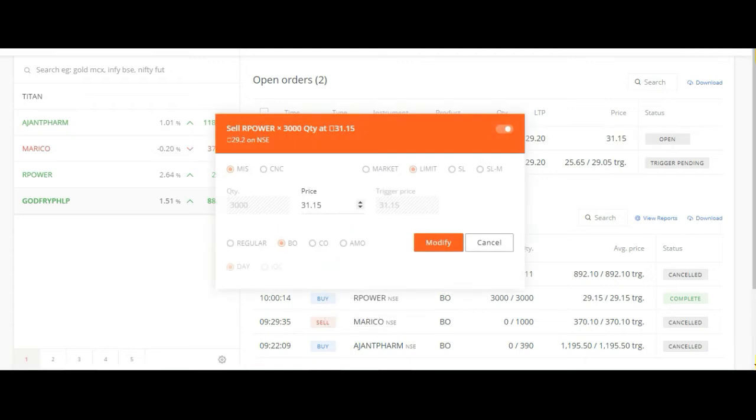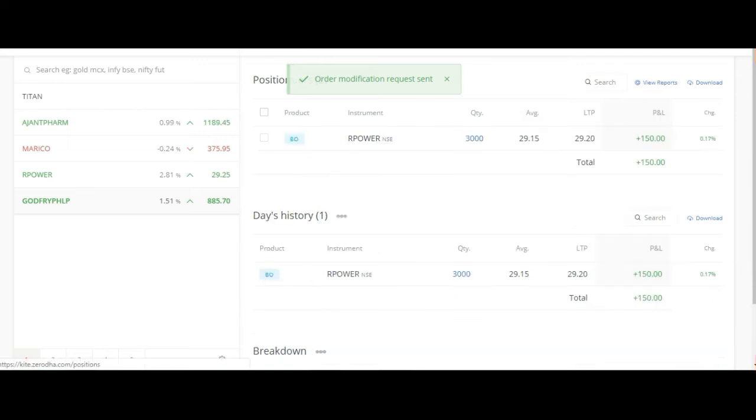So it is nearing my target. I will just modify my target to 30.20. Okay, see, just modified. So that's the thing, it is moving very slowly, but it will reach my target. There is no resistance, so surely it is going to reach my target.